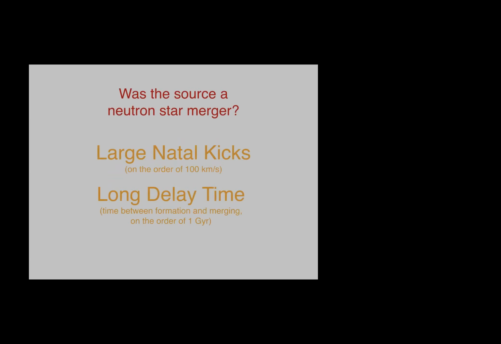Neutron star binaries, when they are formed, come with 2 properties. One is that they have large natal kicks of order 100 kilometers per second or more. And the other is that when the neutron star binary is formed, it takes a long time for the orbital separation of the 2 neutron stars to shrink due to emission of gravitational waves. And this is on the order of 1 to 10 gigayears.